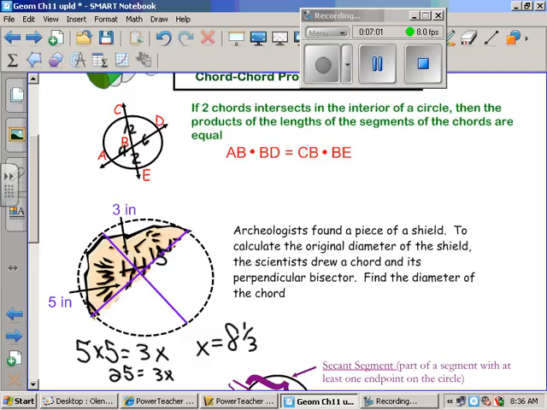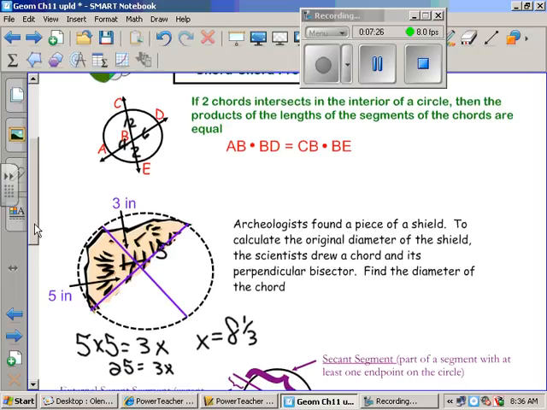Right? So what's the diameter of the shield? 11 1/3 inches, right? It's a very small shield. Yes. I know. A little tiny board. I'm wondering if it's just like a hand plate or something.